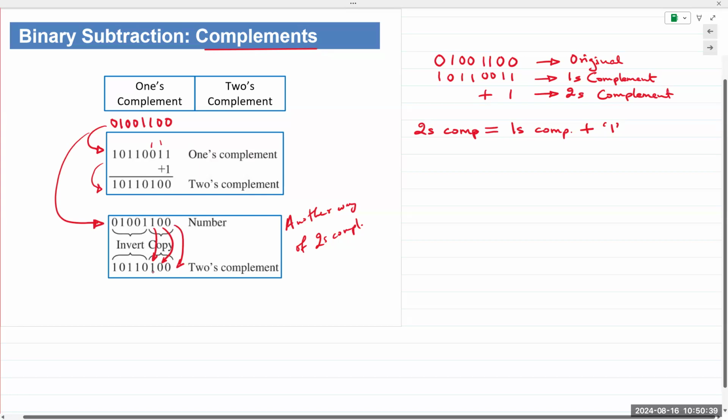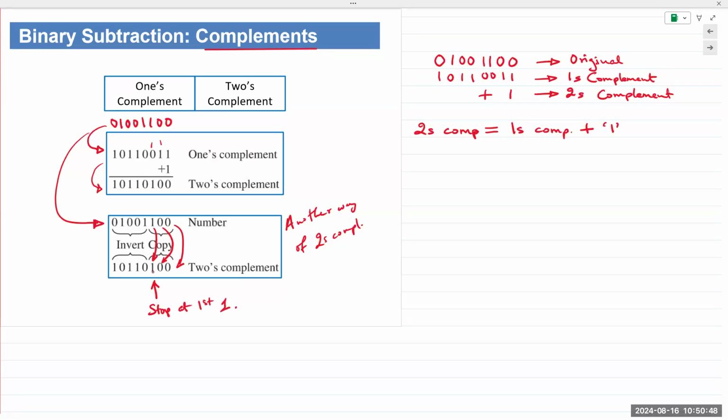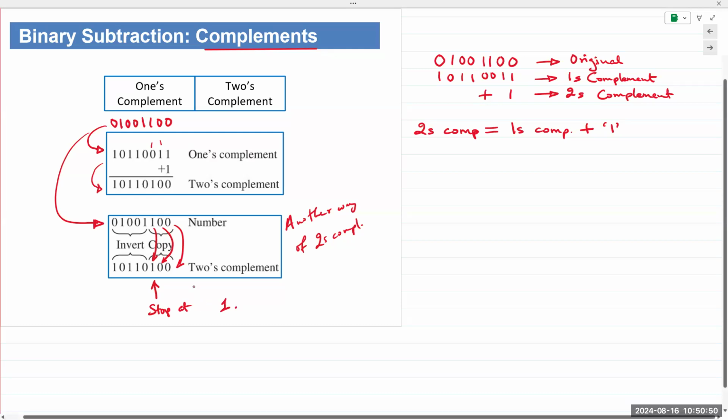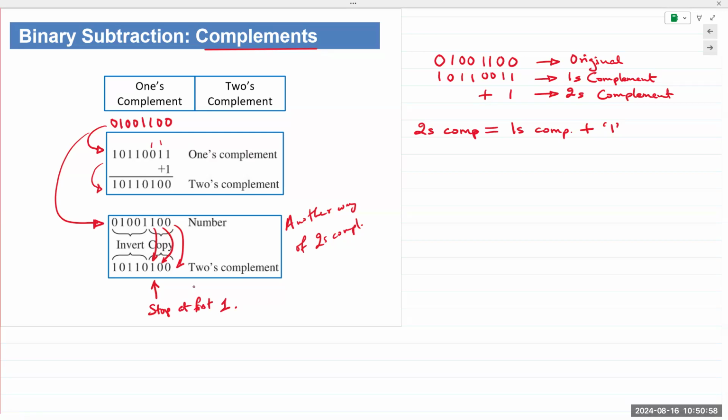Once we reach the first one, you stop at the first one, and then invert the rest of the digits. So 1, 0, 0, 0, 0, 1, we write it as 0, 0, 1. Now we hit 1 at the third bit, or the third digit. The rest of the digits are flipped.